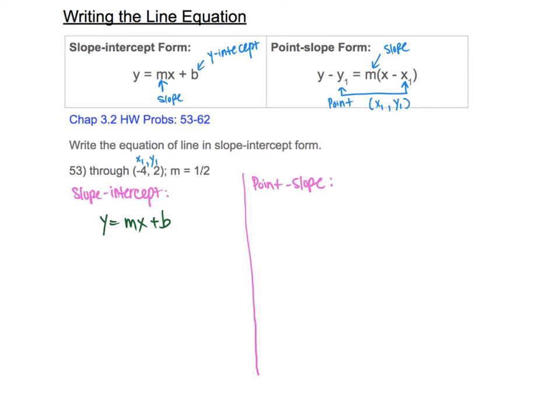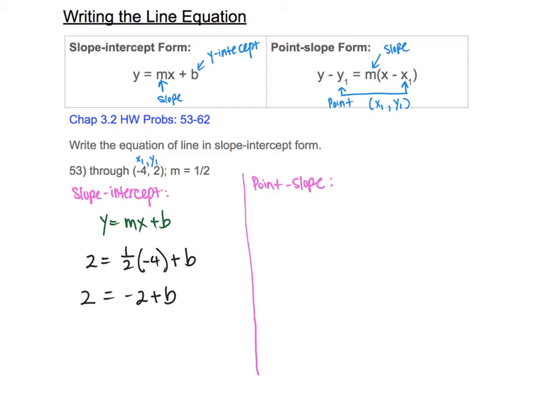So what that's going to look like is, let's see here. My y here is 2 equals my slope, which is 1/2, times my x, which is -4, plus b. So if I were to work this out, maybe I'll multiply this half with negative 4. You can turn this into a fraction and then multiply, or if you just think about it, half of negative 4 is negative 2.